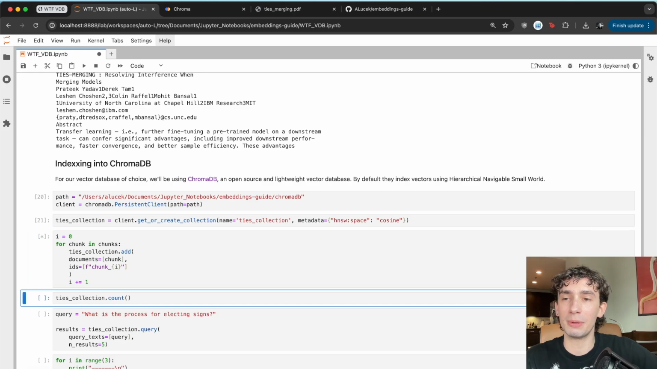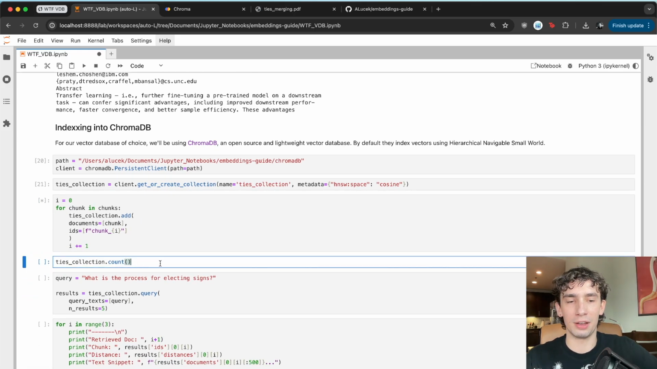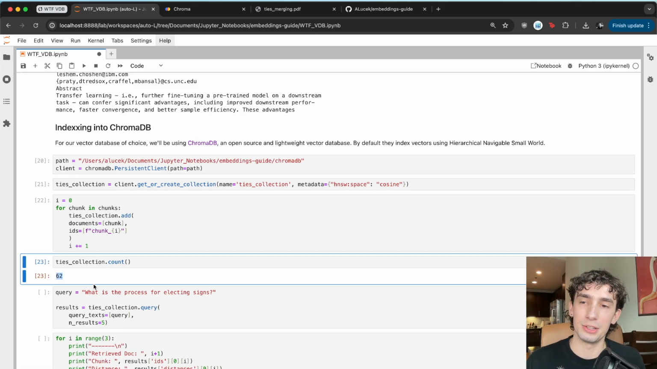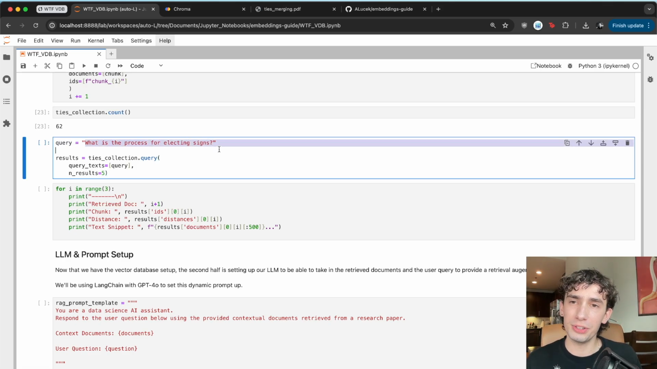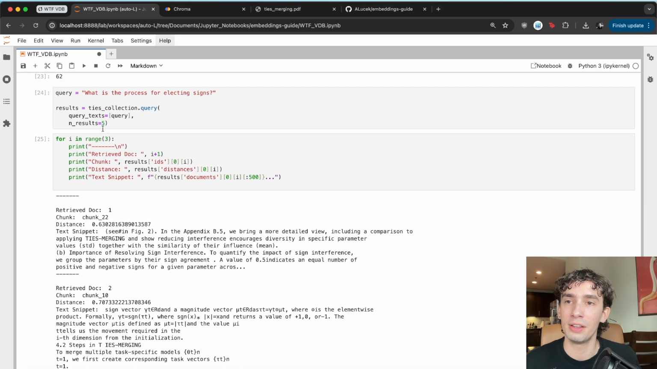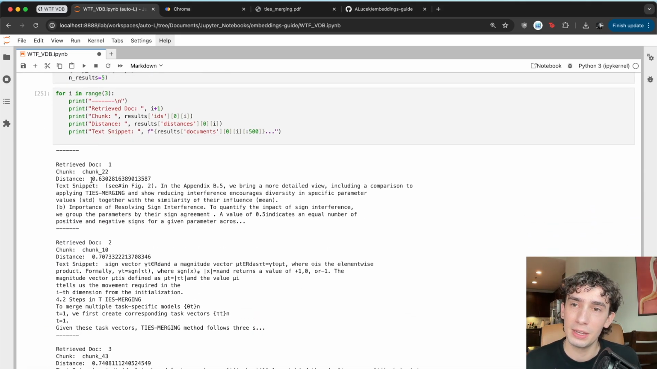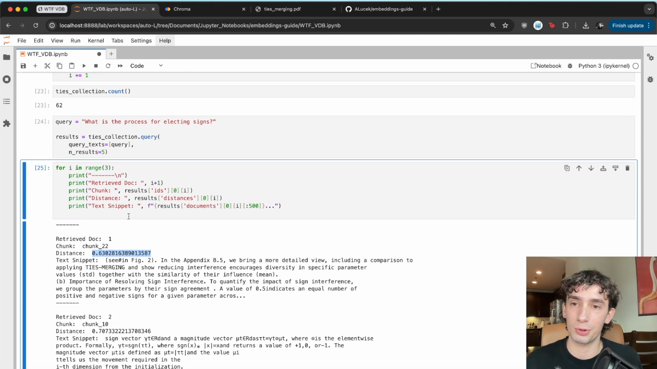So setting that up and actually inserting in our chunks, we now see that we have 62 entries within our collection. We can immediately test our similarity-based retrieval here, where I'll put in, what is the process for electing signs, and then it will find me the top 5 results that are similar within those chunks to my query. Printing those out right here, we can see some of the snippets of them. We can see that the actual distance calculation is 0.63 from this.